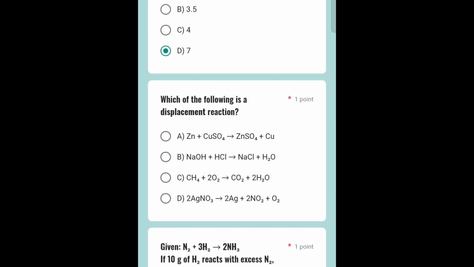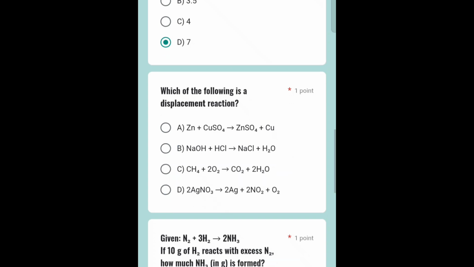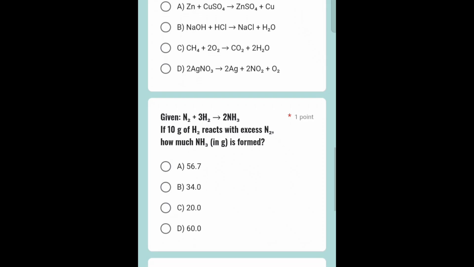Which of the following is a displacement reaction? In a displacement reaction, one single atom in a compound is displaced. You can see here that copper is replaced by zinc and it is converted to ZnSO4. It is a displacement reaction, while NaOH with HCl is an acid-base reaction, this one is a combustion reaction, and here it is a redox reaction. Next question, so this will be A.